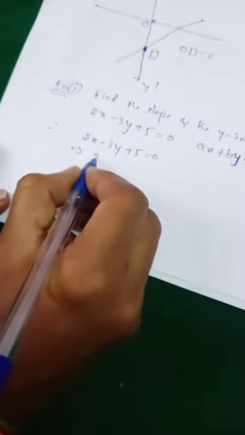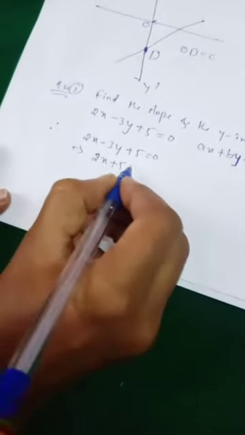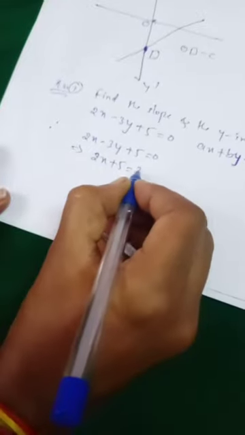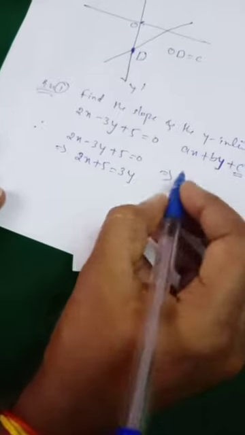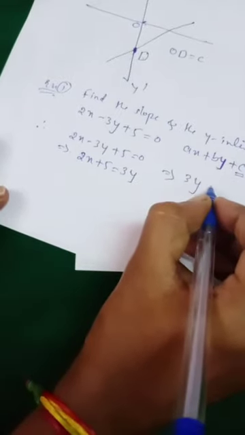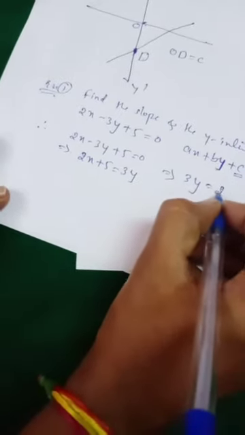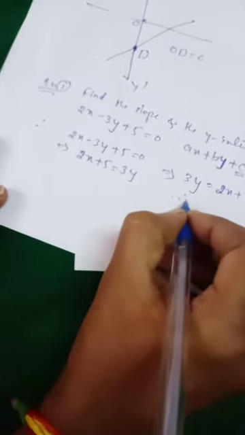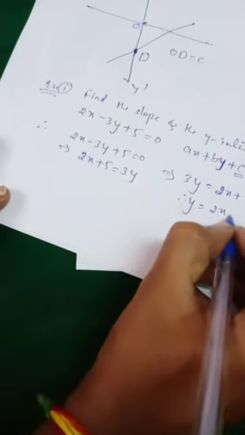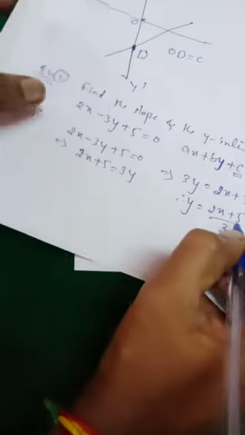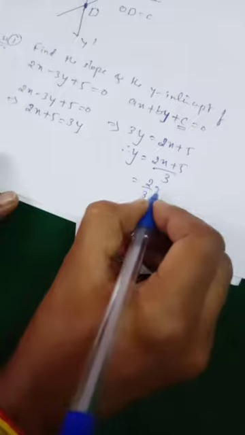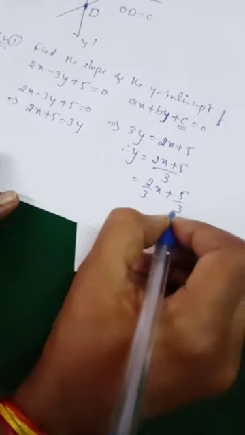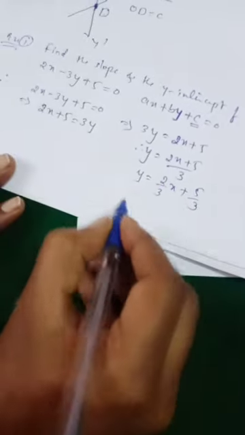I can write it as 2x plus 5 is equal to 3y. I'll transfer this side, so 3y becomes 3y here. So this implies 3y is equal to 2x plus 5. Therefore y is equal to 2x plus 5 by 3. I want the x coefficient here, so I'll write this one as 2 by 3 x plus 5 by 3. This is y.